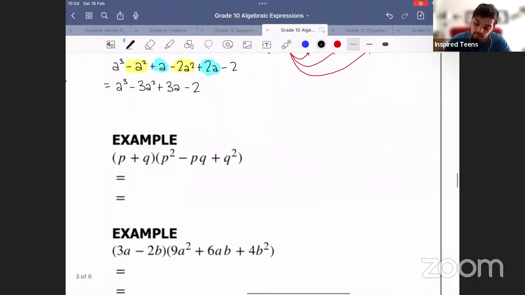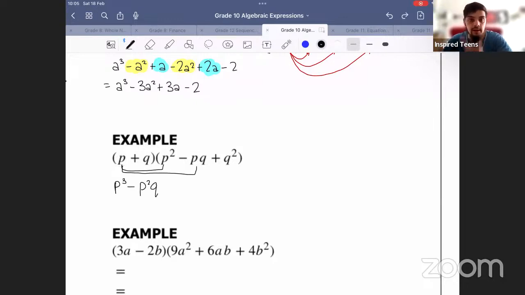Okay, let's do one more example. Again, we're multiplying it out, each term by each term. I'm going to start by saying p times p squared, which is p cubed. Then p times negative pq, which is negative p squared q, because now I have 1p, another p, that makes p squared, and then 1q. And now p times q squared, which is plus p q squared.